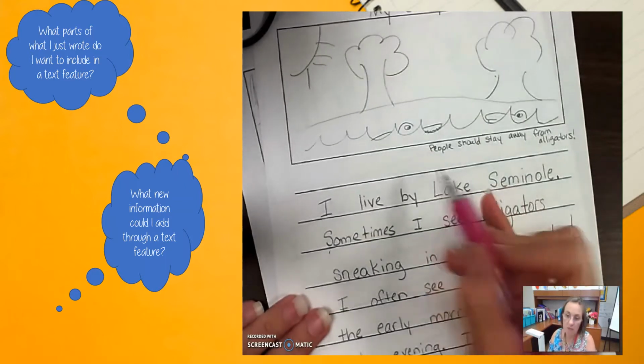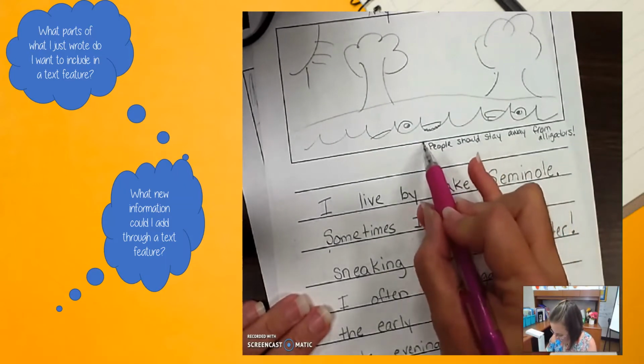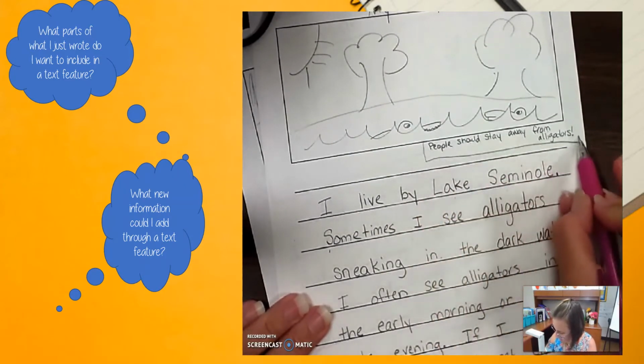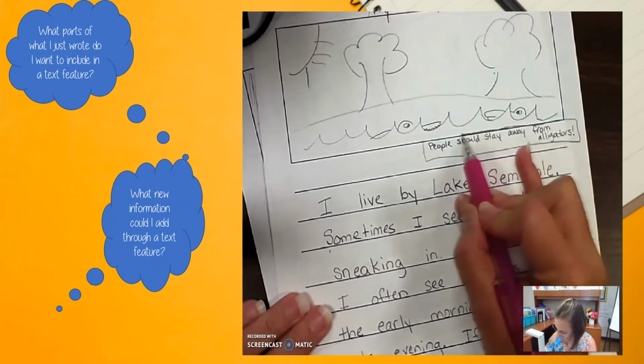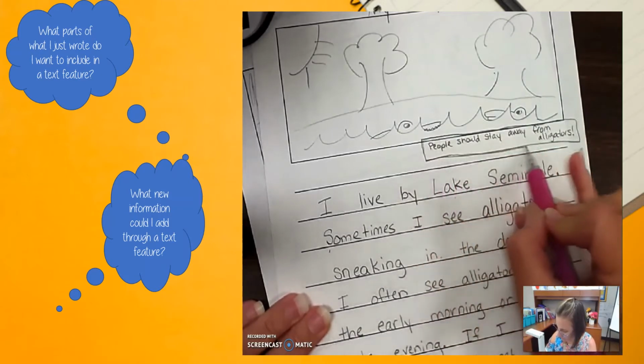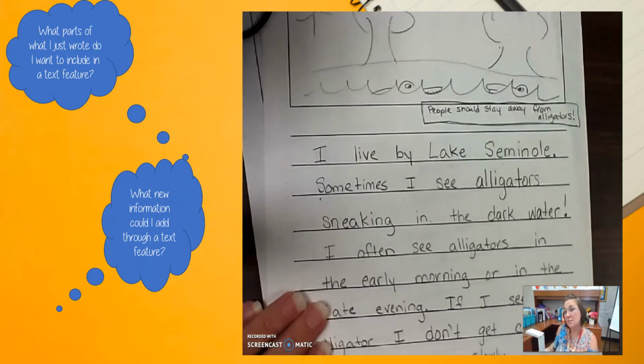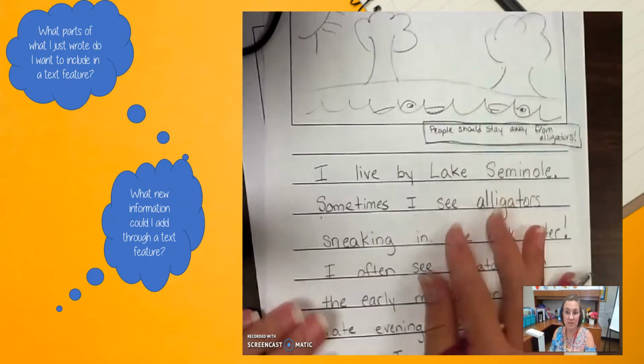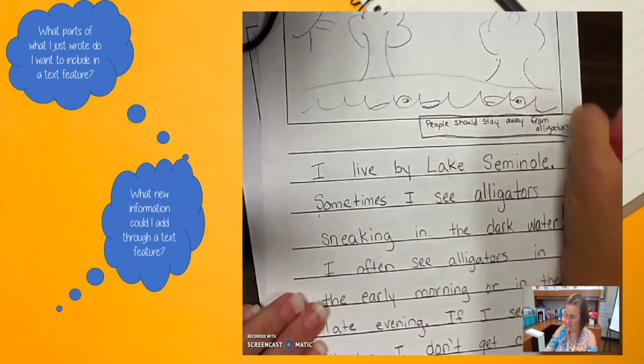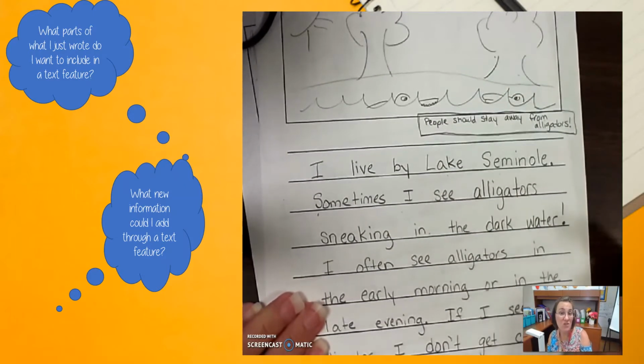And then sometimes you see captions in a box. So I'm going to put a little box around my caption so they know that it's not part of my writing, but it's a text feature. Did you see how I did that? I asked what is in my writing that I could also put into a text feature, and then I decided to make a caption because that's a kind of text feature I see a lot.